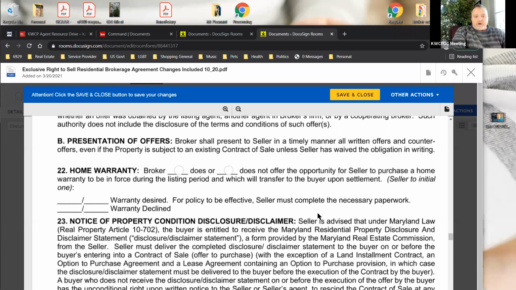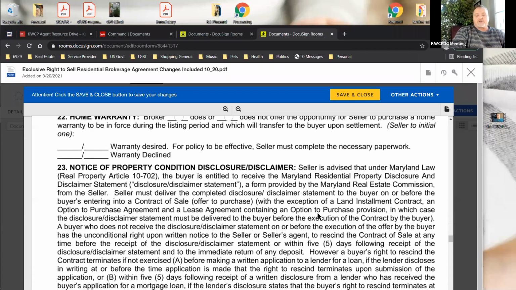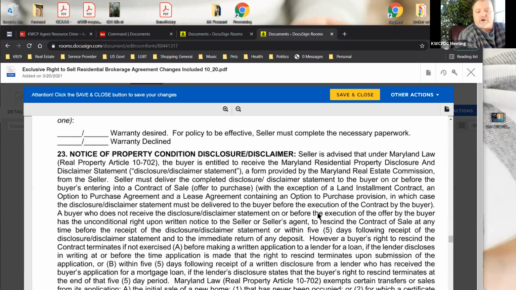Okay, notice of the property condition disclosure disclaimer. In all jurisdictions, we typically have a property condition disclosure statement. Sometimes they call it a seller's disclosure. The sellers are advised that under Maryland law, and we have a reference to the law right here, so Google that and you will find answers to any questions you might have, the buyer is entitled to receive the Maryland Residential Property Disclosure and Disclaimer Statement.